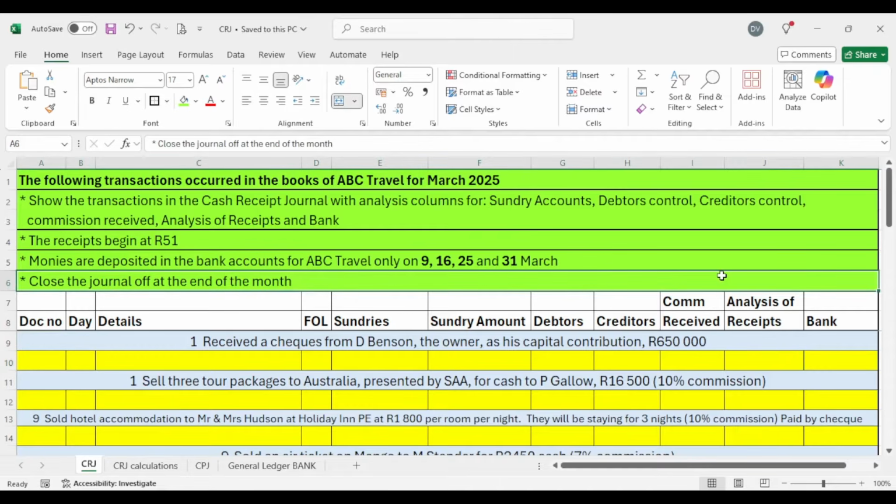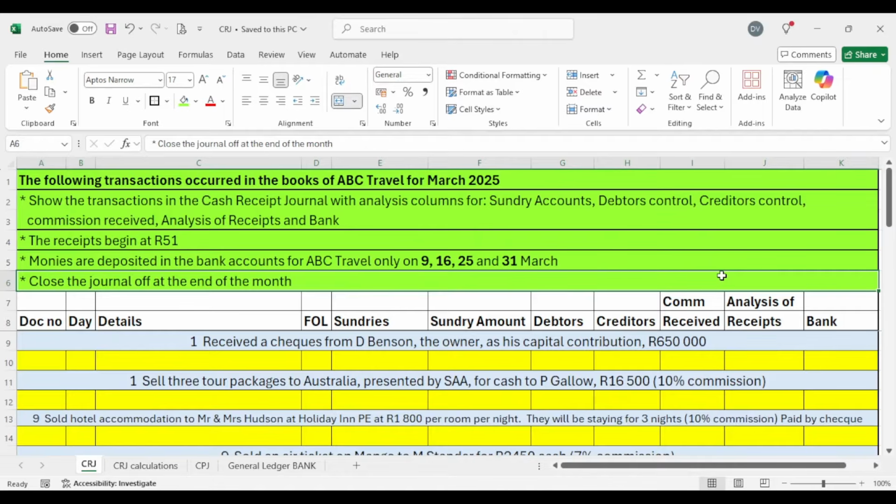Last instruction says close the journal off at the end of the month. So really, all it means when they say that you have to close off your journal, it means that you have to add up all the values in a specific column to get the total for that column.